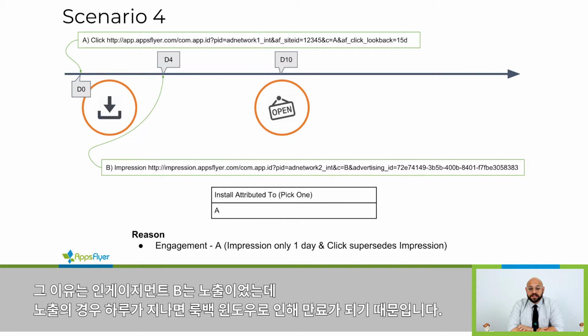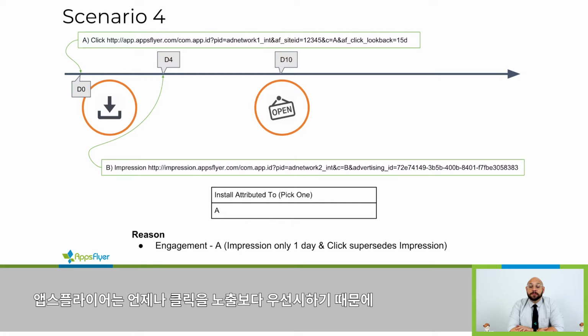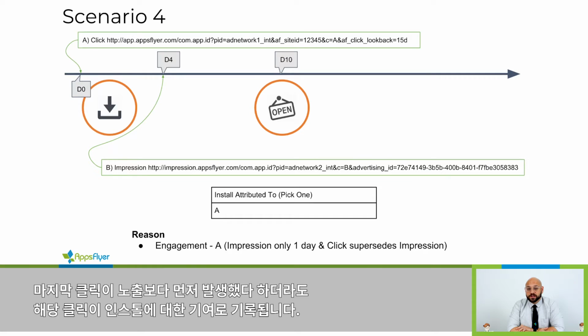The reason for this is that engagement B, which is an impression, expires after 1 day. Now, even if that impression had a 7-day lookback window and didn't expire until day 11, on AppsFlyer, clicks always supersede impressions, meaning that the last click, even if it was prior to an impression, will get credit for the install.